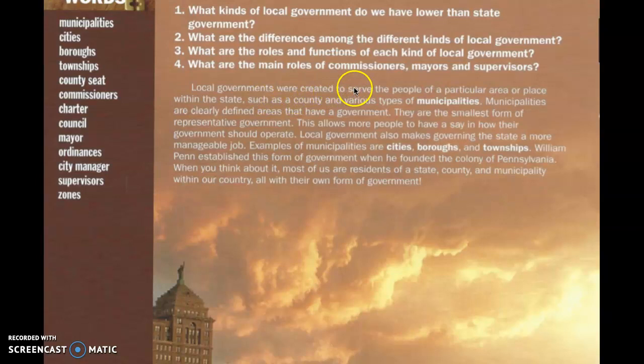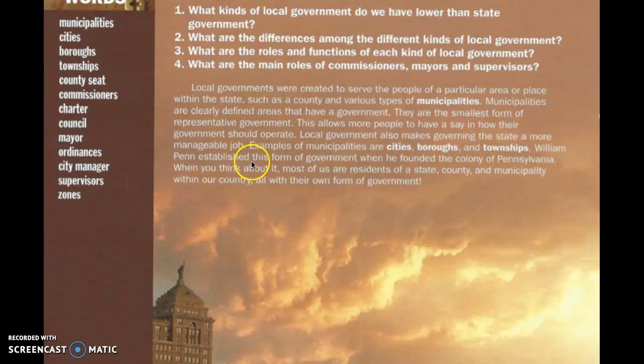Local governments were created to serve the people of a particular area or place within the state, such as a county and various types of municipalities. Municipalities are clearly defined areas that have a government. They are the smallest form of representative government. This allows more people to have a say in how their government should operate. Local government also makes governing the state a more manageable job. Examples of municipalities are cities, boroughs, and townships.